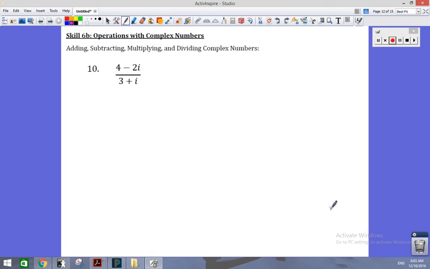But here we have division, and division of complex numbers is a little bit more difficult than the other operations. But it does have something that's familiar. In algebra, we often will multiply by the number 1. We've seen that a million times with fractions.